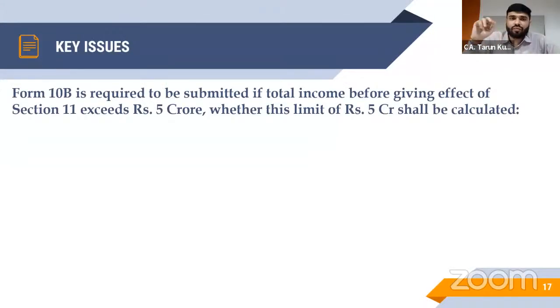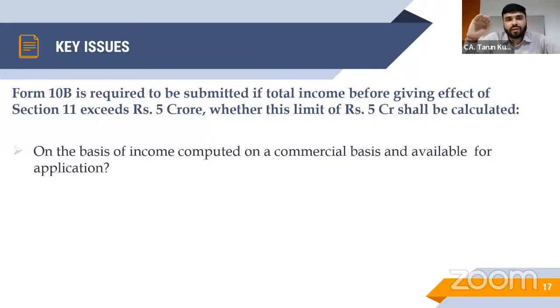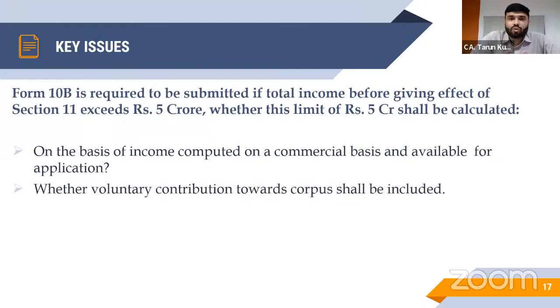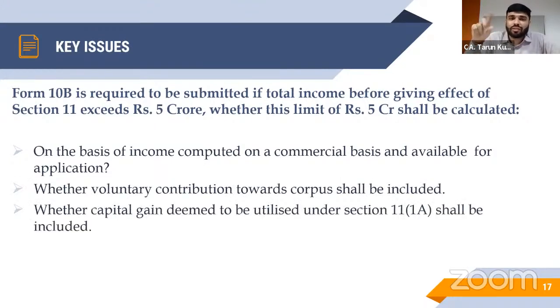Sir, another criteria to file Form 10B is if the total income of the institution before claiming the benefit of exemption under 11(12) or 10(23) exceeds 5 crore rupees, then Form 10B applies. Now, how do we see that limit of 5 crore, whether the receipts are to be computed on a commercial basis? Another important issue is that corpus donations are exempt if they are invested into the specified modes in 11(5), whether the corpus donations are to be considered to check the limit of 5 crore or not. And similar is the case with the capital gain exemptions.